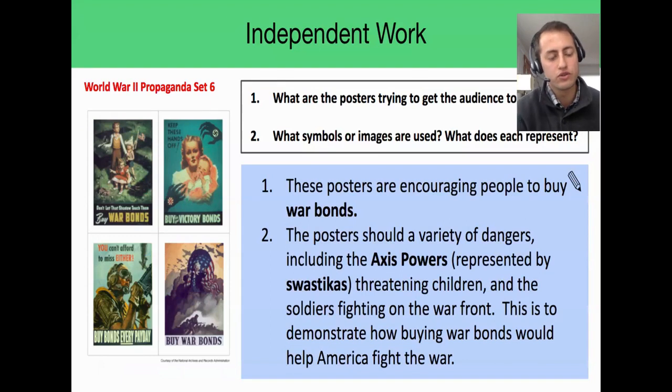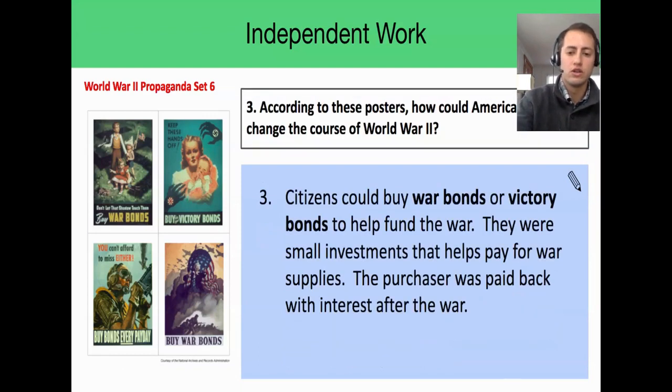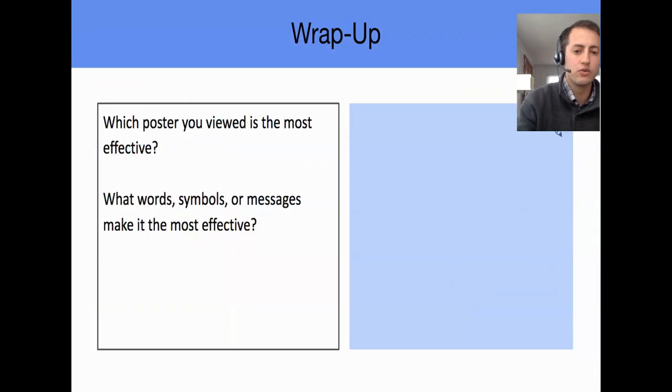Bring in those vocabulary words of Axis powers, swastikas, war bonds, and also, this is a great place to really dig into war bonds, understanding what they were, how they worked, why the country made so many posters supporting or encouraging people to buy them. And that's it. So when you get to the end, it's going to be a wrap up question. Students have different answers to these, but this is one chance for students to take a look at all the posters and think of which one is most effective, which can be a great way for them to synthesize everything that they've seen.